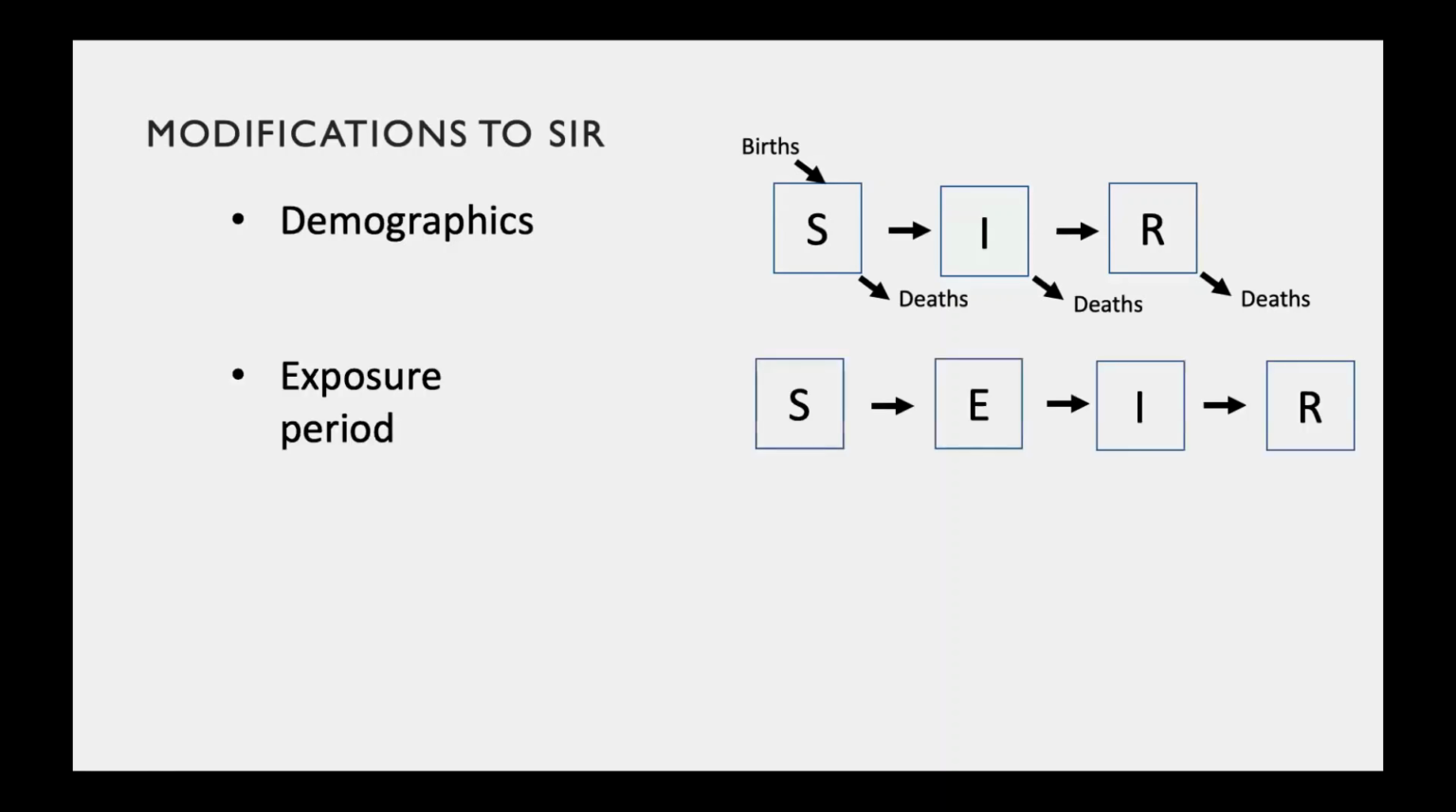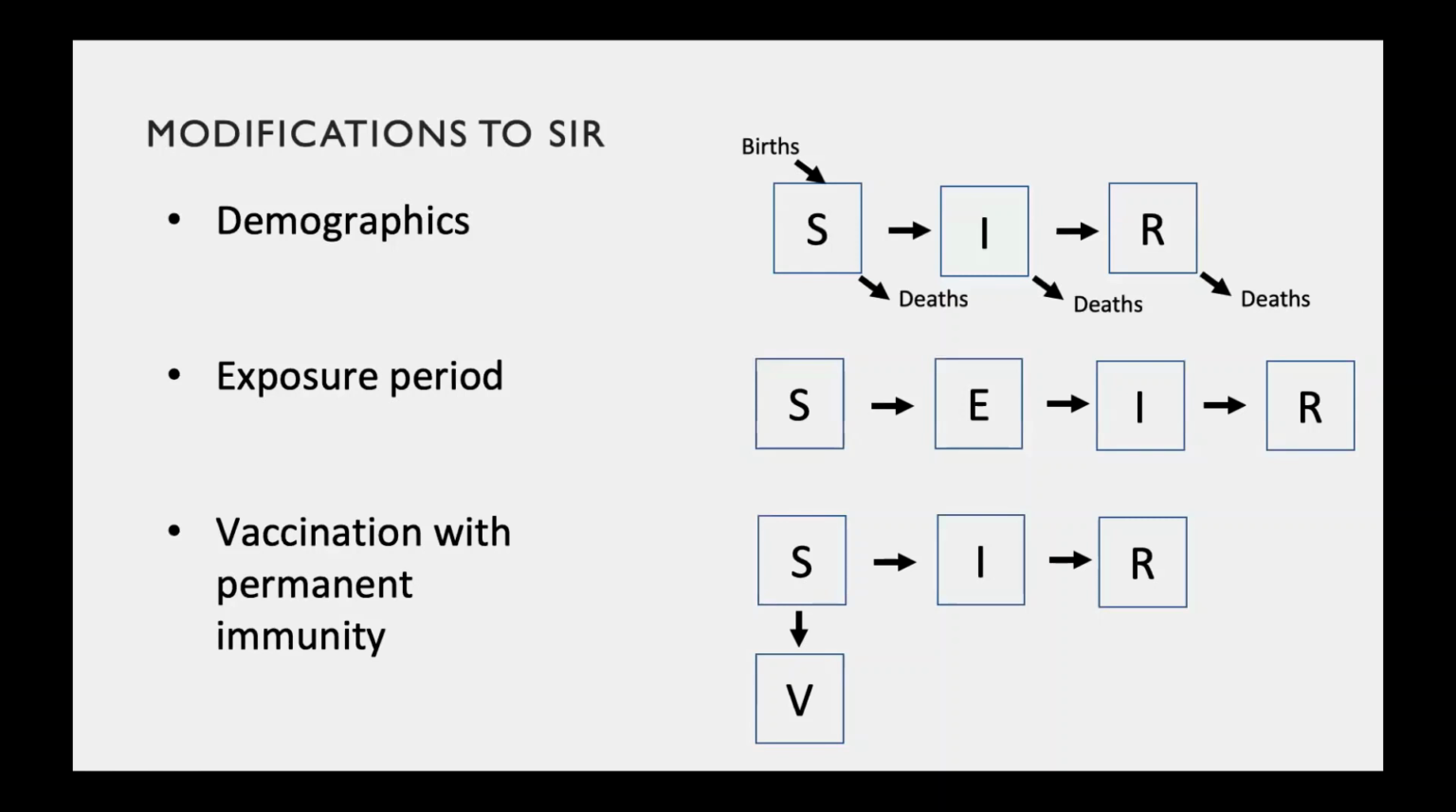Or virus or pathogen has to multiply in your body to a point where you can start being infectious to others. So putting in an E compartment, where you've been infected and you will eventually transmit to people, but just not quite yet, accounts for that phenomenon.